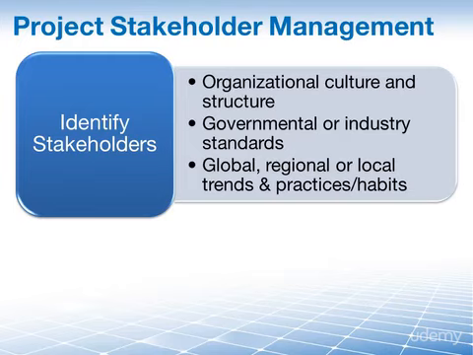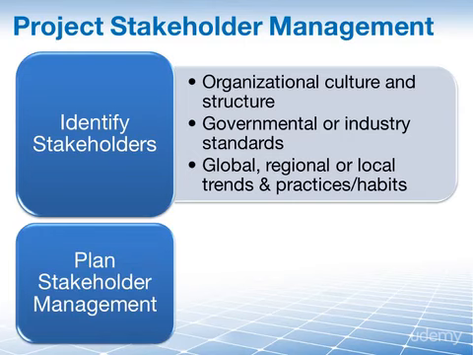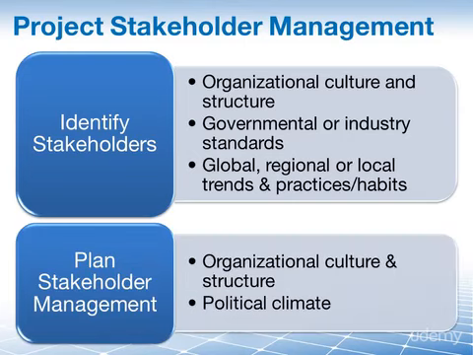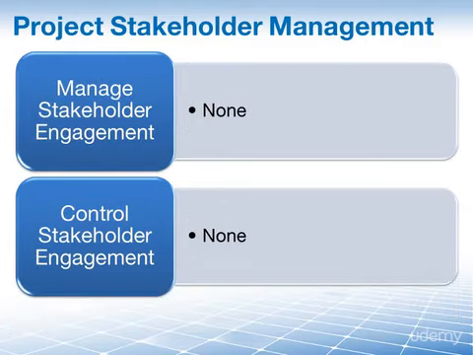And then the second process is plan stakeholder management. And here it lists organizational culture, structure and political climate as the most important ones to consider, although all factors are used as inputs to this particular process here. And just for completeness sake, the two remaining processes, manage stakeholder engagement and control stakeholder engagement, both have no EEFs that we need to consider.